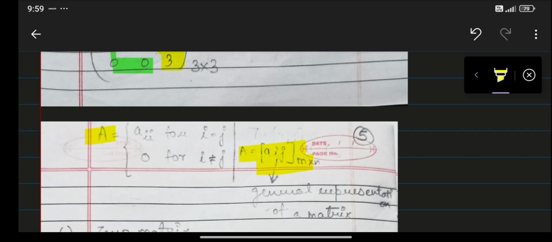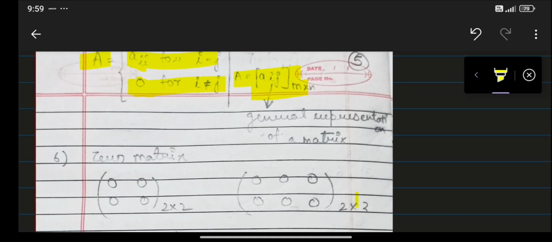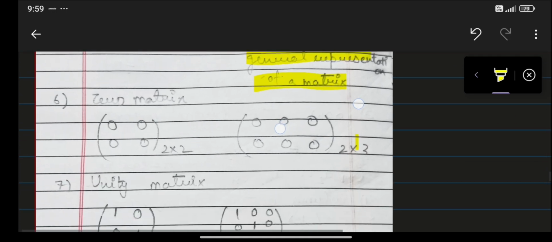So for i equal to j, when the row number and the column number are the same, we are talking about the elements in the principal leading diagonal. So it will be non-zero, that is aii is a non-zero element. And for i not equal to j, for all other elements except the principal leading diagonal, they are 0. So we have written a general representation for our matrix, right?